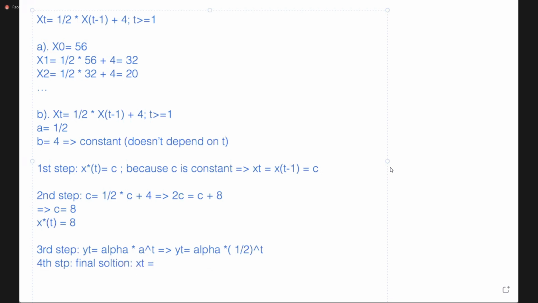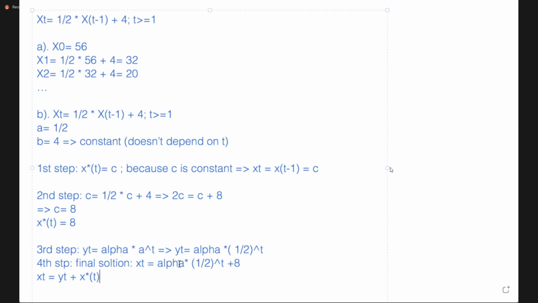x of t is equal to alpha multiplied by a to the power of t. So 1 divided by 2 to the power of t. So this is my yt. Plus my solution x star of t, which is 8, plus 8. Because the final version of the solution xt theoretically looks like yt plus x star of t. This is the final version.